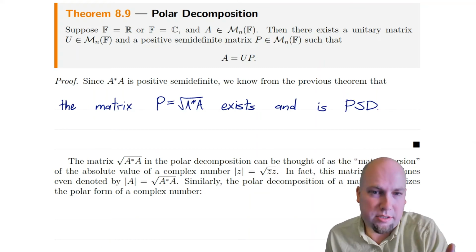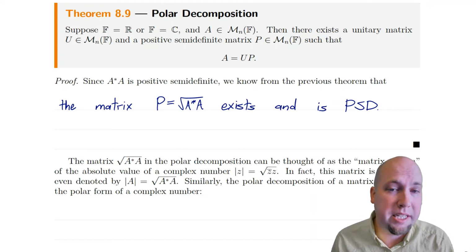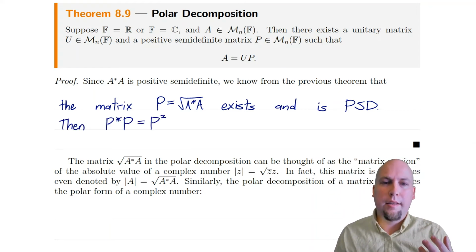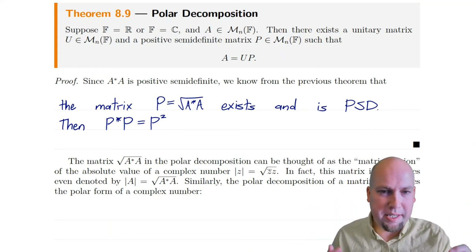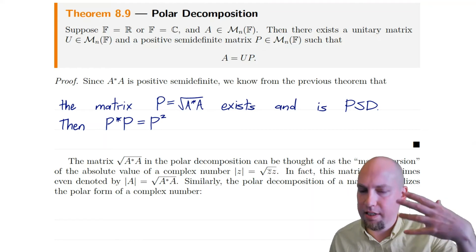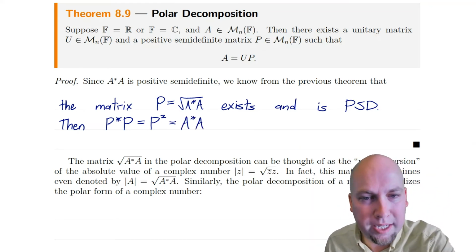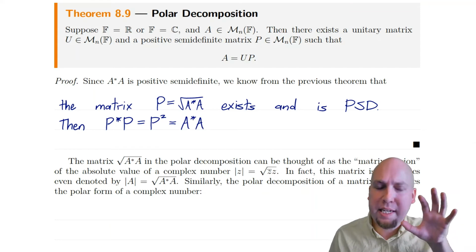Okay, so I'm going to just let P be that principal square root. P is the principal square root of the positive semi-definite matrix A star A. Great. Let's notice now that if I compute P star P, that's of course just P squared because P is positive semi-definite and therefore Hermitian. But P squared is equal to A star A, right? The point of P is that it's the principal square root of A star A, so squaring it gets you A star A.